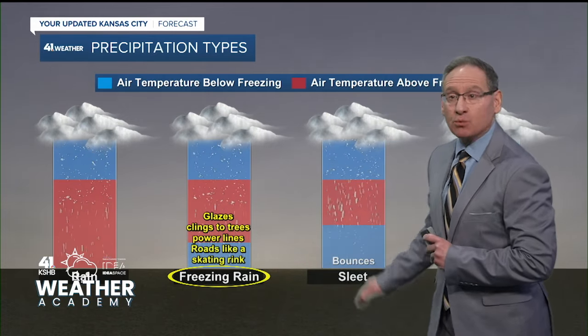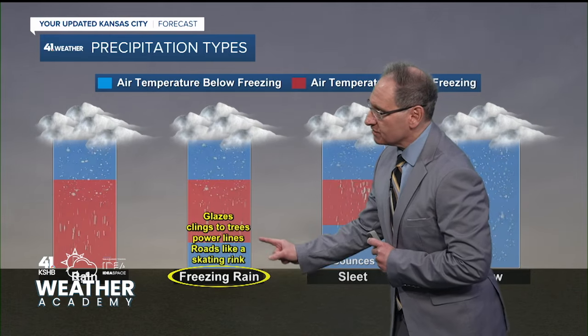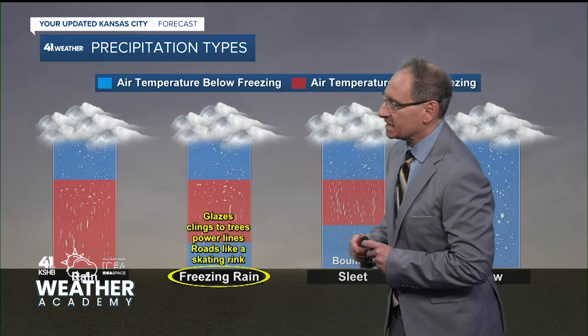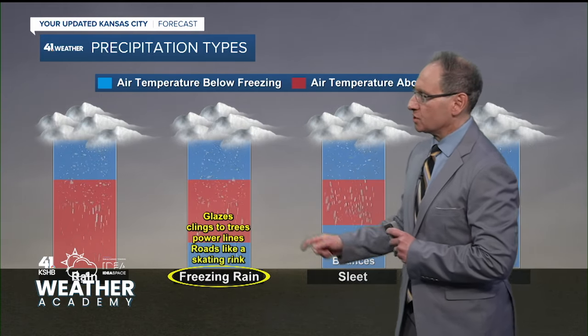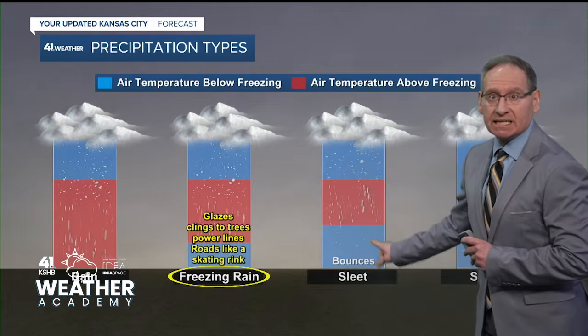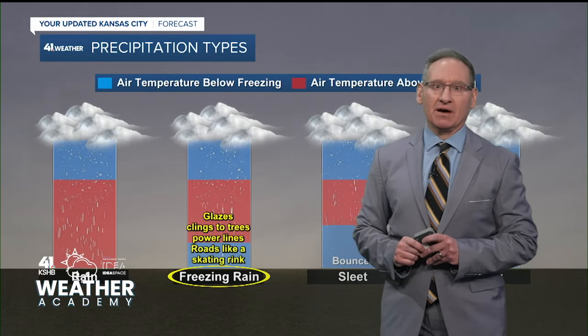And we're going to talk about how each one of these forms. And also keep in mind, it's the freezing rain that glazes and clings to trees and power lines and turns roads into skating rinks. And the sleet, that's what bounces off the ground, the little pellets.